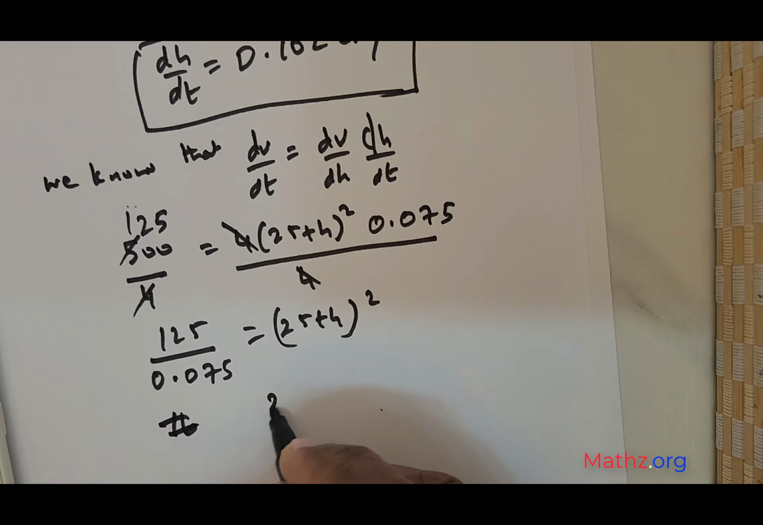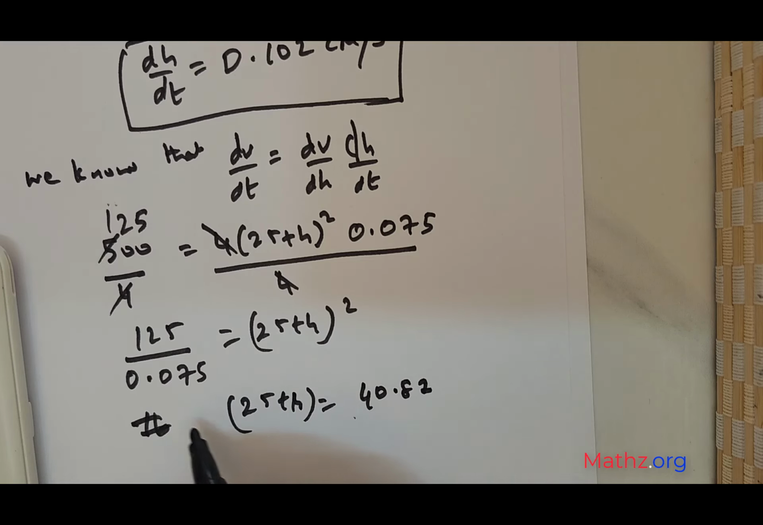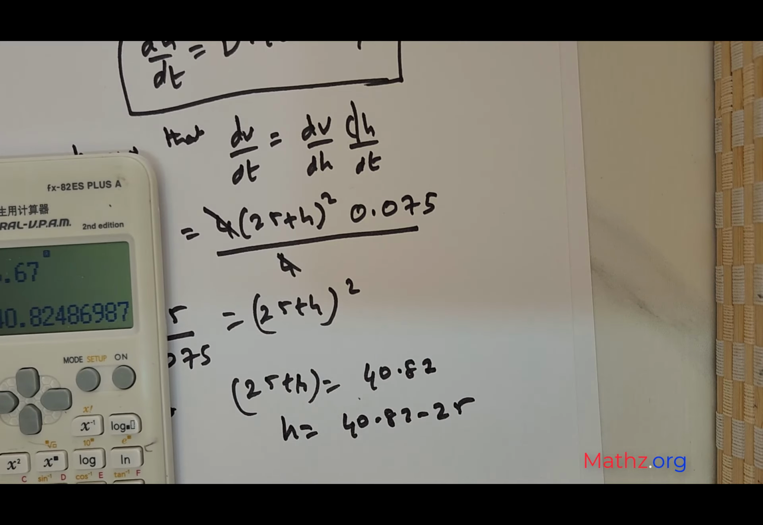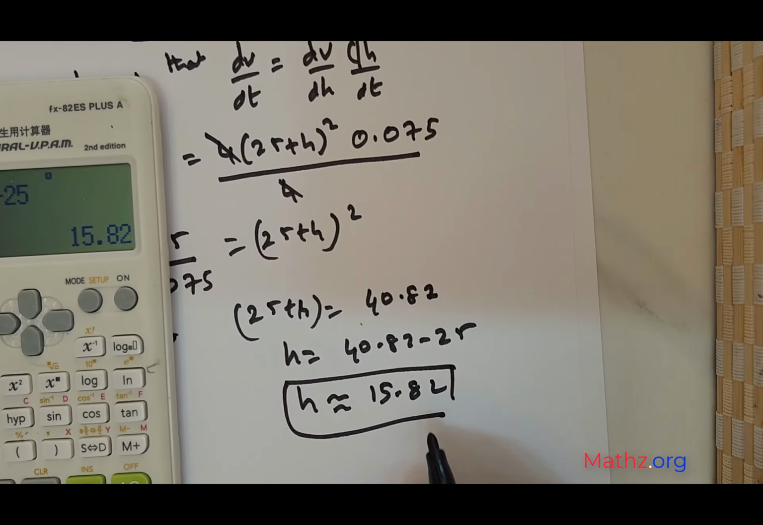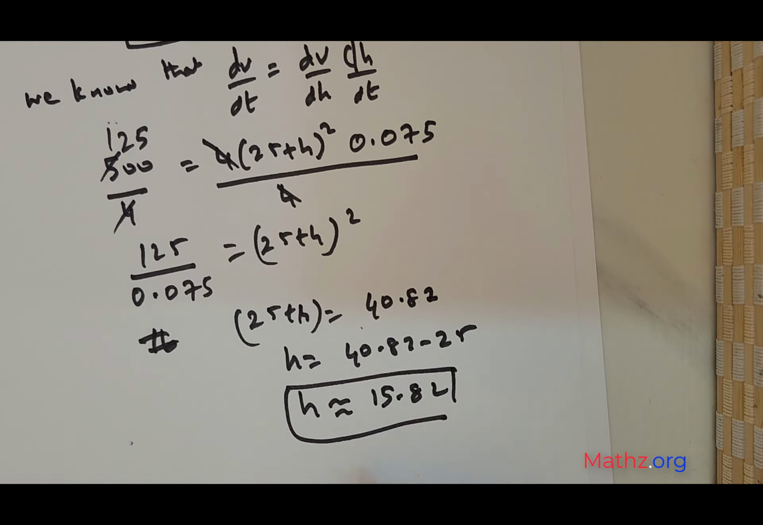Okay, so 25 + h is equal to 40.82. This is what we've got. Now from here I can get h. So h is equal to 40.82 minus 25. This is giving me an approximate value of 15.82. So this is going to be an approximate value. It's always better to have an approximation symbol there.